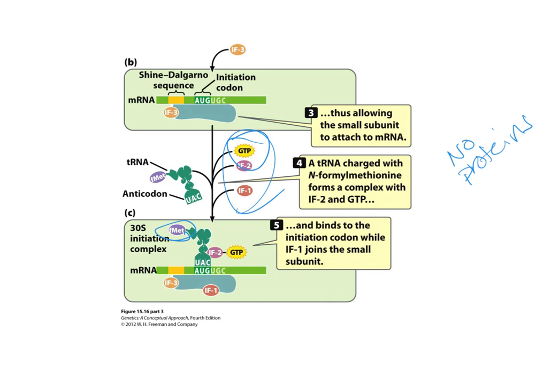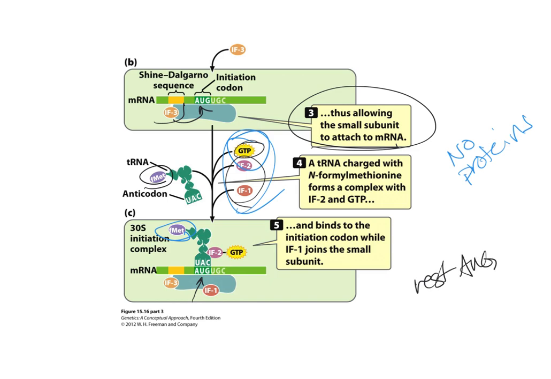Right, here we go. Shine-Dalgarno sequence, first AUG, allows it to attach, takes some energy because we're doing work. We're not going to talk about which kind or whether it's GTP or ATP. We have a formylated methionine. That's the guy that comes in for the first AUG. The rest of the AUGs in an mRNA just have regular methionine. Only the first one is formylated with that little F.